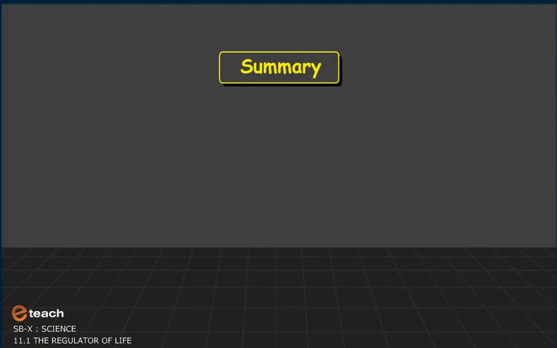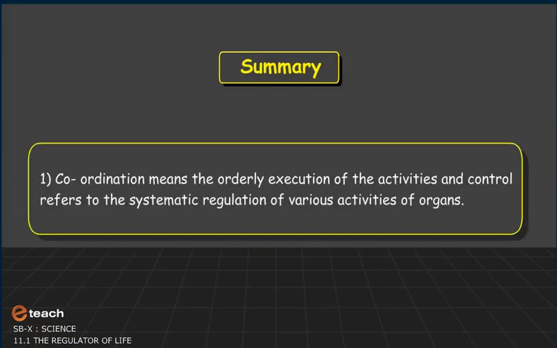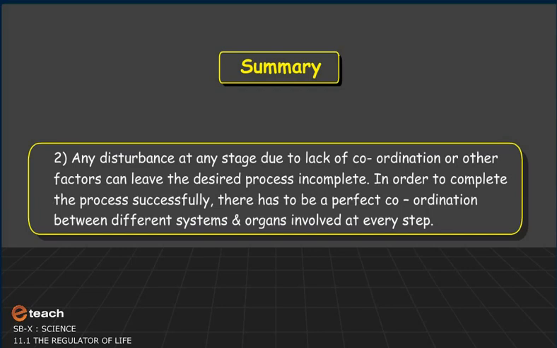Summary. Coordination means the orderly execution of the activities, and control refers to the systematic regulation of various activities of organs. Any disturbance at any stage due to lack of coordination or other factors can leave the desired process incomplete. In order to complete the process successfully, there has to be perfect coordination between different systems and organs involved at every step.